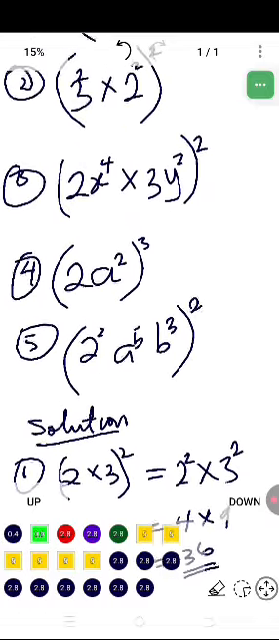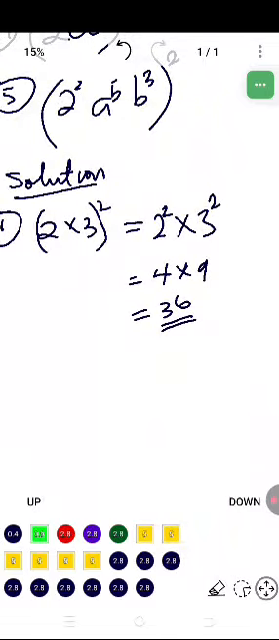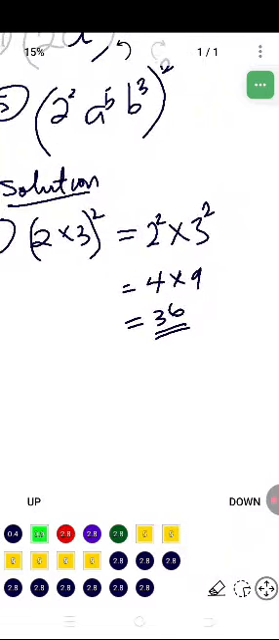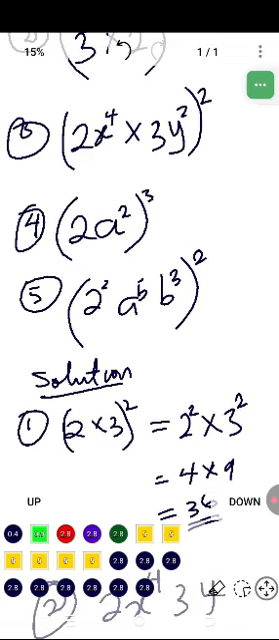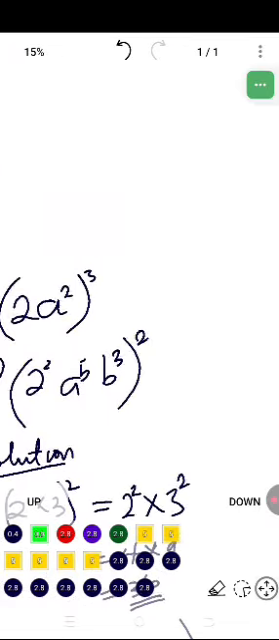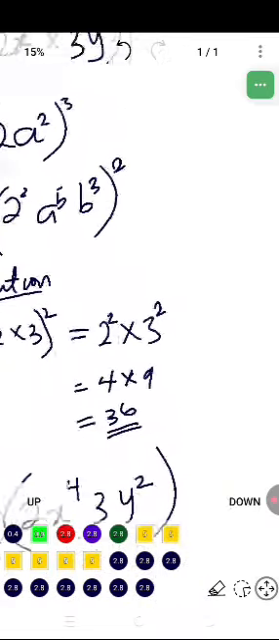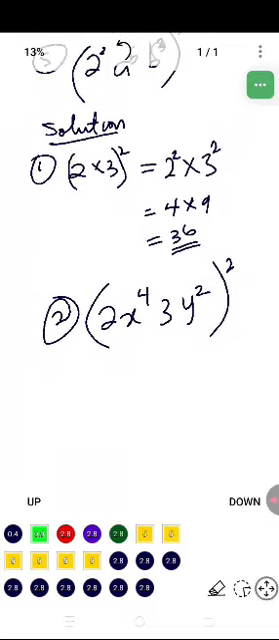Now the second one, quickly, we have (2x raised to power 4, then 3y raised to power 2) in bracket, all raised to power 2. The reason I'm using 2 is so that the number will not be too big for us to understand.